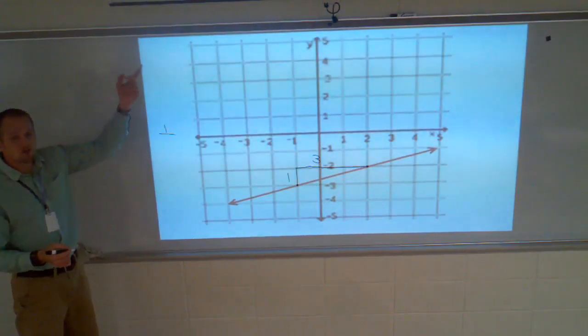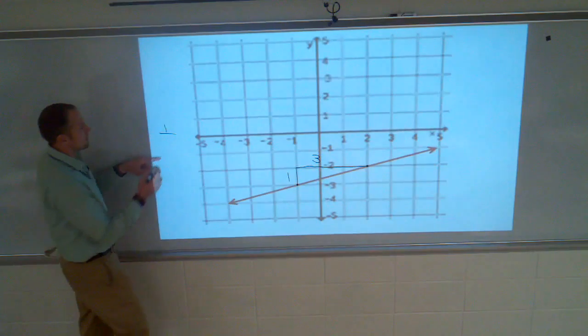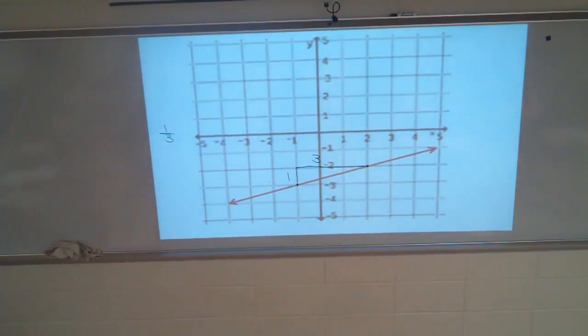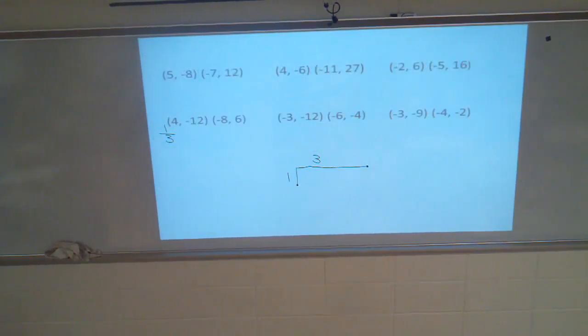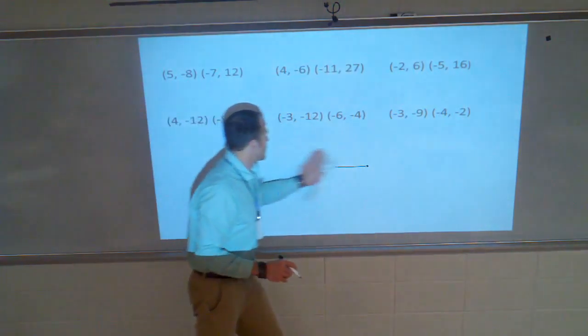Slope is rise over run, up over over. How much do I go up? 1. How much do I go over? 3. My slope is 1/3. So that is the first way that you can find slope. The second way that you can find slope is by using slope-o-matic.